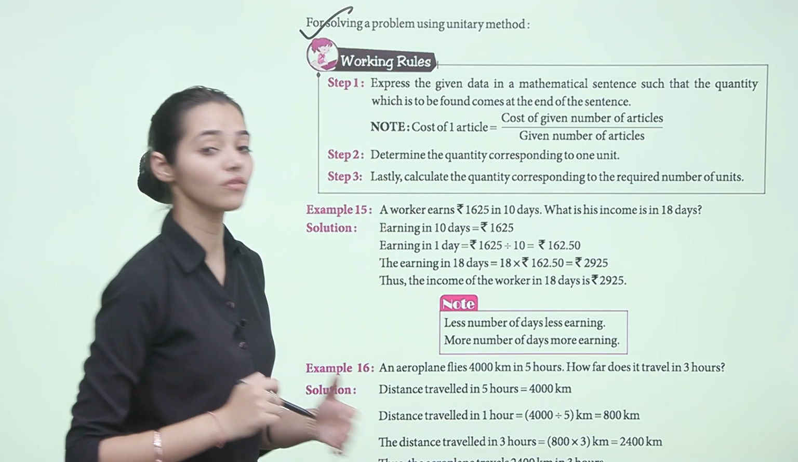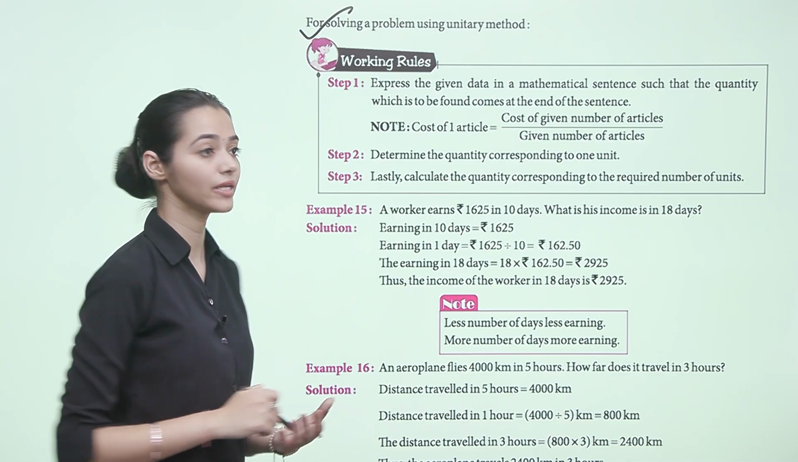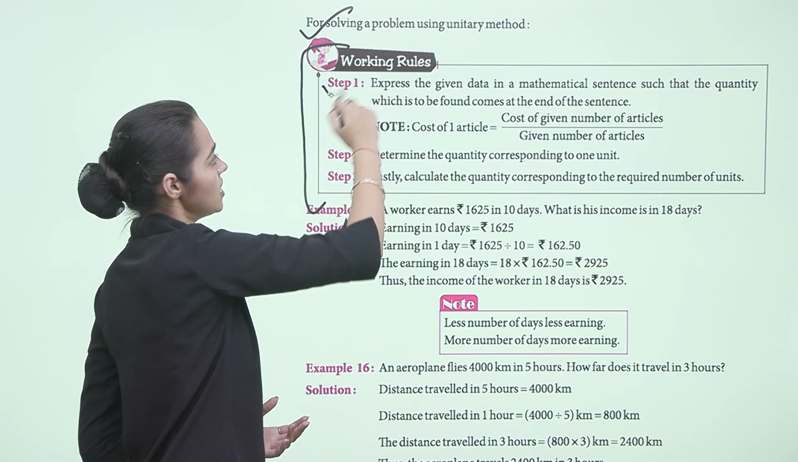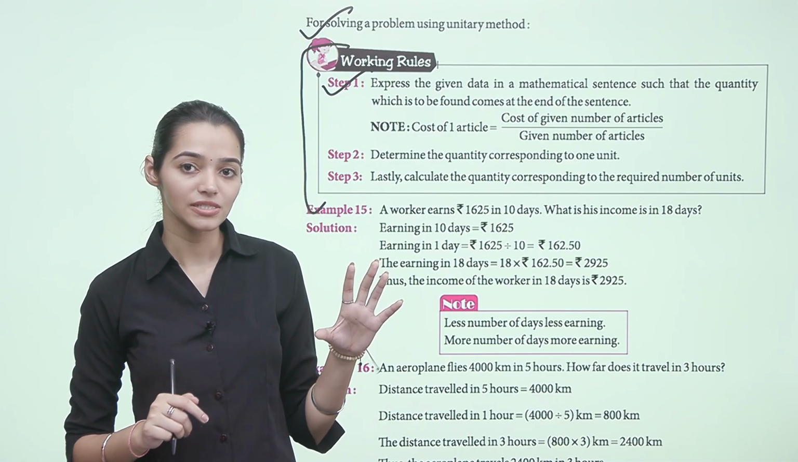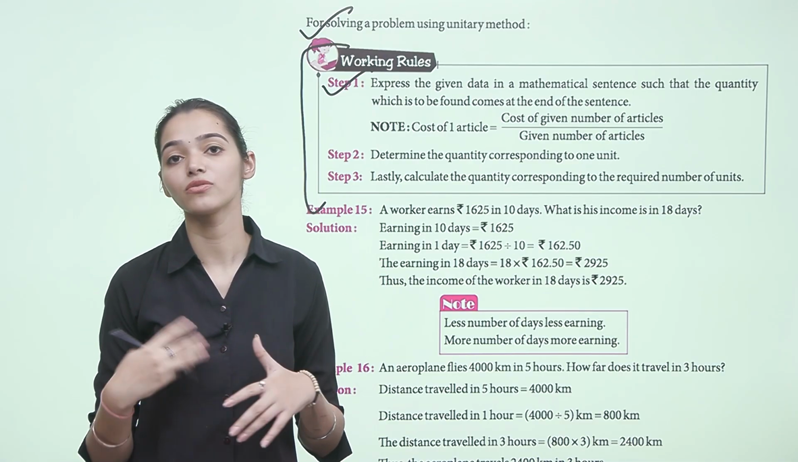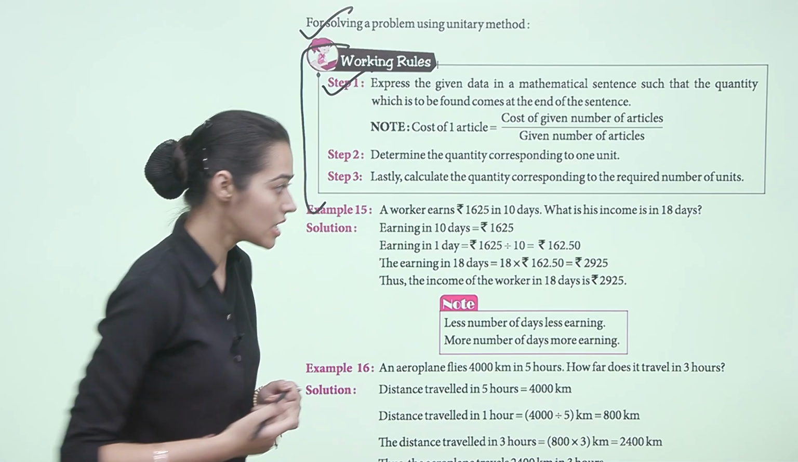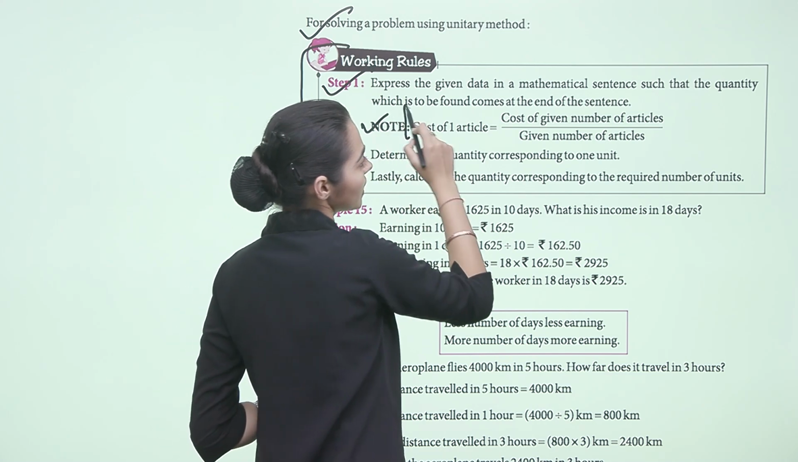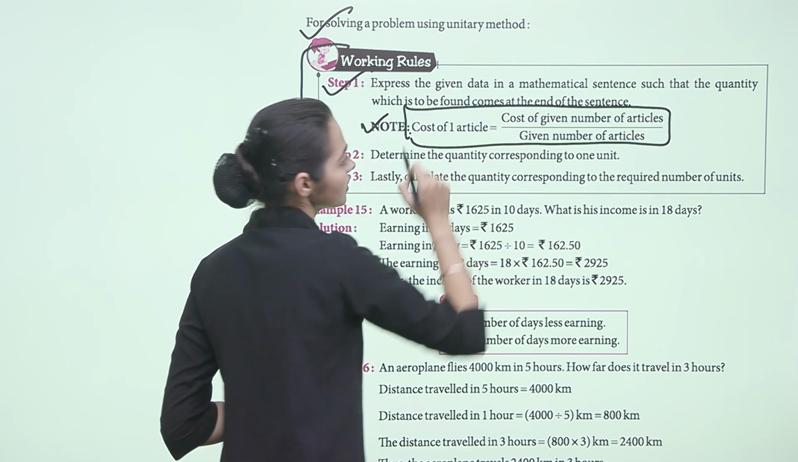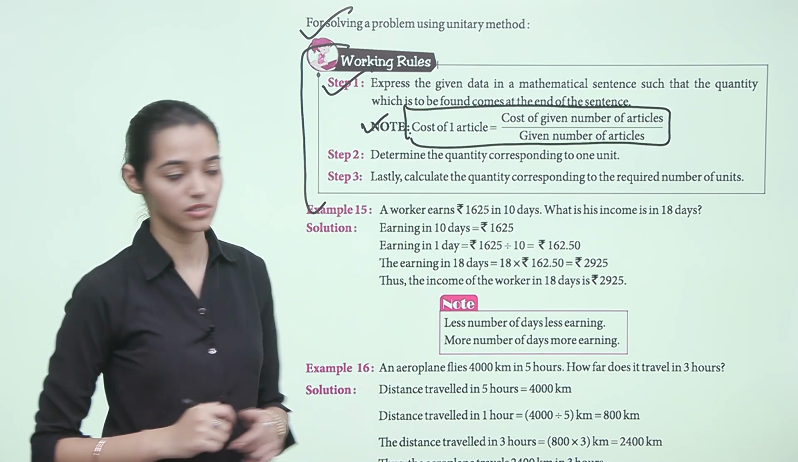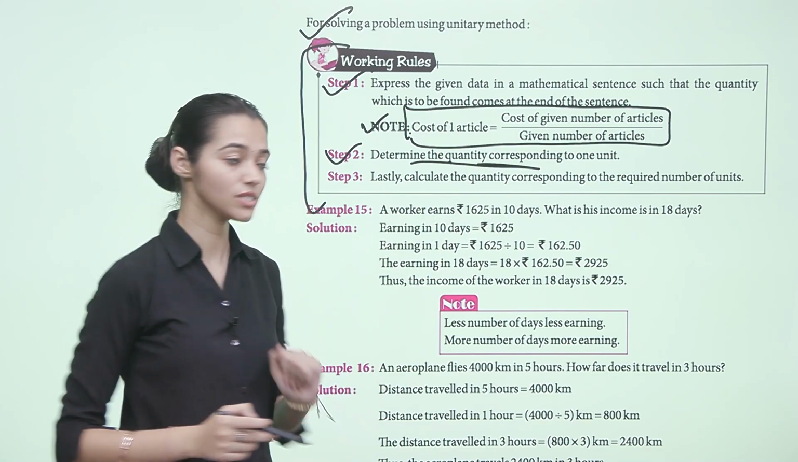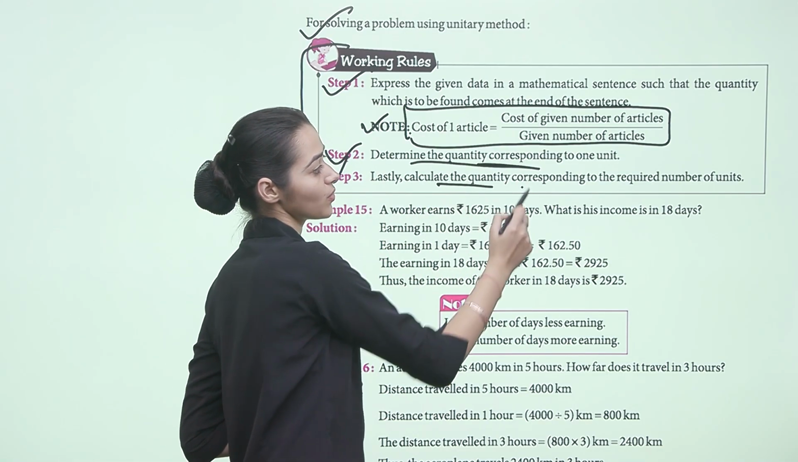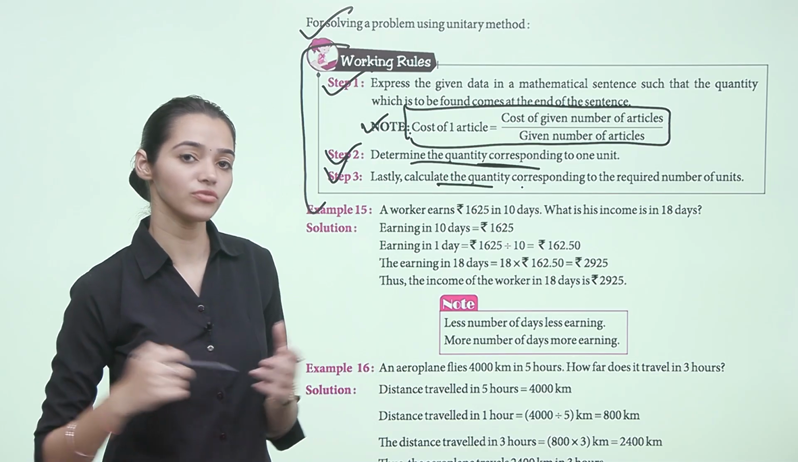Now, for solving any problem using the unitary method, here are our working steps. Working rule step 1 says that firstly we express the data in a mathematical sentence so that the quantity we have to find will come out. For example, the cost of one article is equal to the cost of the given number of articles upon the given number of articles. Second, we will determine the quantity corresponding to 1 unit. Then we will calculate the quantity corresponding to the required number of units.